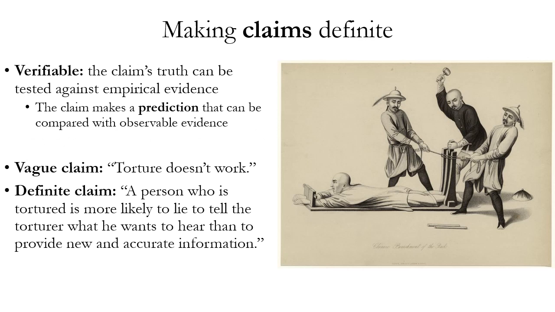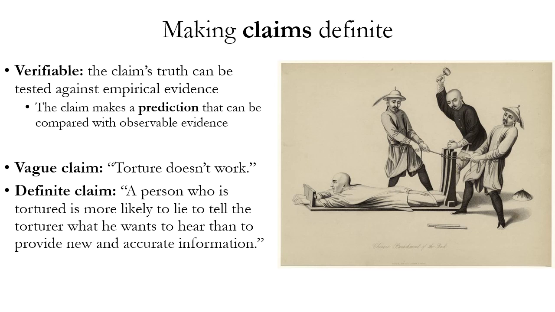So the way you make a claim definite is by making it verifiable. Verifiable means you can test what that claim is saying against empirical evidence. Empirical means based on the senses, such as something that could be seen or heard. A way of thinking of verifiability is that the claim makes a prediction that can be compared with observable evidence.